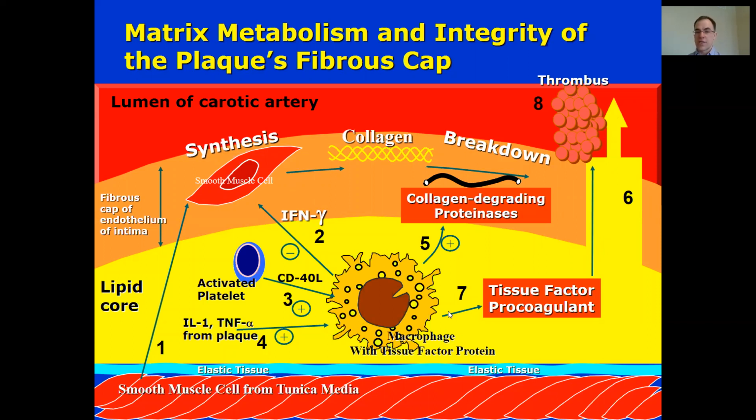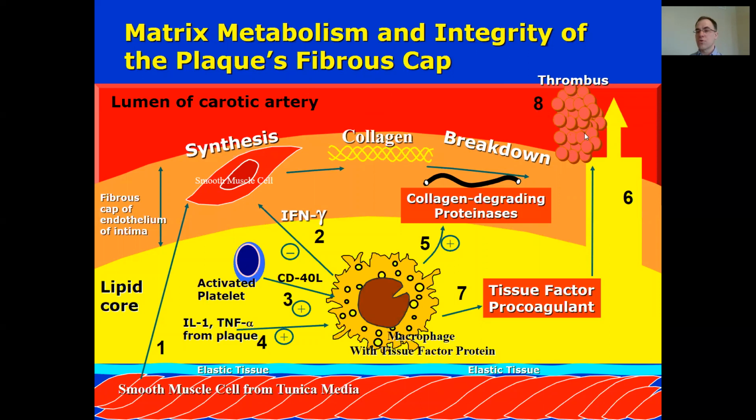Meanwhile, the macrophage is going to produce and release a tissue factor procoagulant. A procoagulant is something that causes blood clotting. In this particular case, think of it as like a paint that's going to cover this plaque that's in the coronary artery, and it's a very sticky substance, and it's going to cause the red blood cells that are flowing to it to stick.